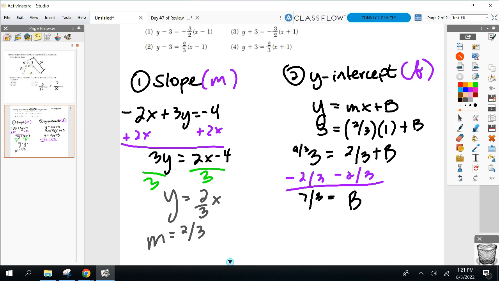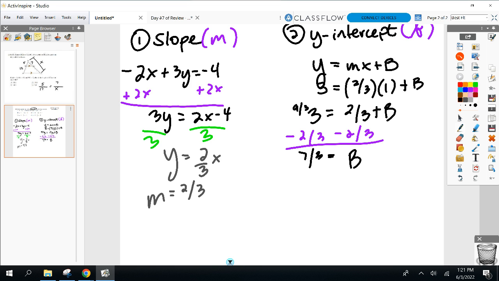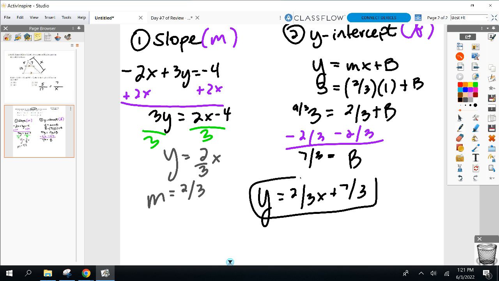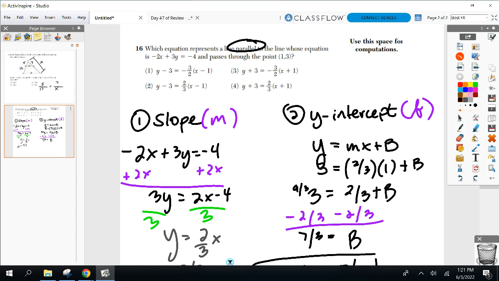7/3. All right, so if I was right, I'm not even looking at the multiple choices yet. I'm just pretending this is a part 2 or 3. Y equals 2/3 x plus 7/3. All right, that is my answer in slope-intercept form. But unfortunately, if you look at the choices, they're not in slope-intercept form. These are all in what we call point-slope form.